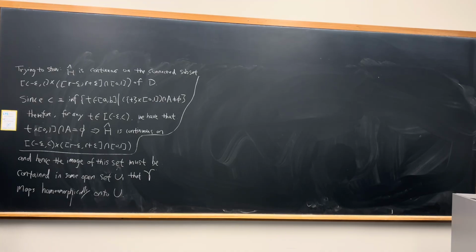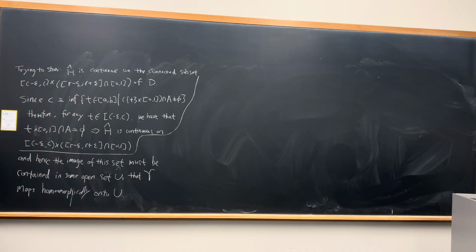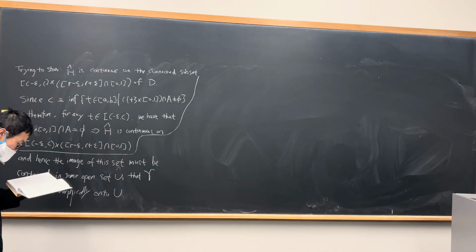Okay, so remember that we are assuming that this H of D is contained in some evenly covered open set U, right? This is what we, so yeah, so we take the epsilon.